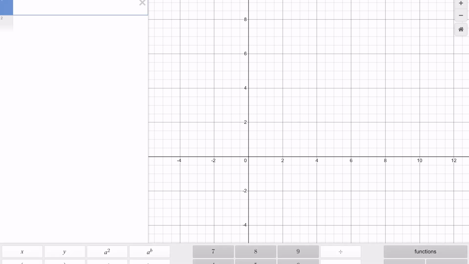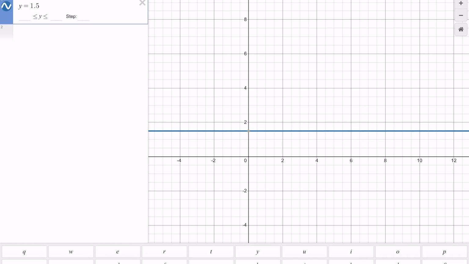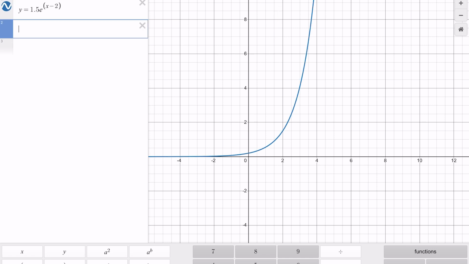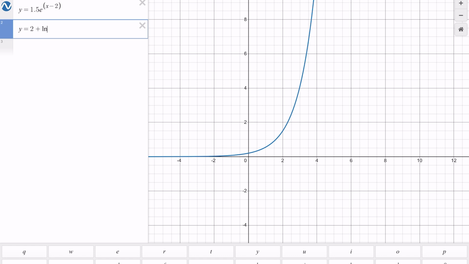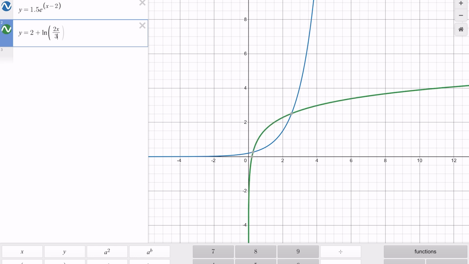Here we have the first function: y equals 1.5 e to the power of x minus 2. It will go in the numerator, so x minus 2. This is our first function. The inverse function is y equals 2 plus ln, you can find it here, ln 2x over 3.